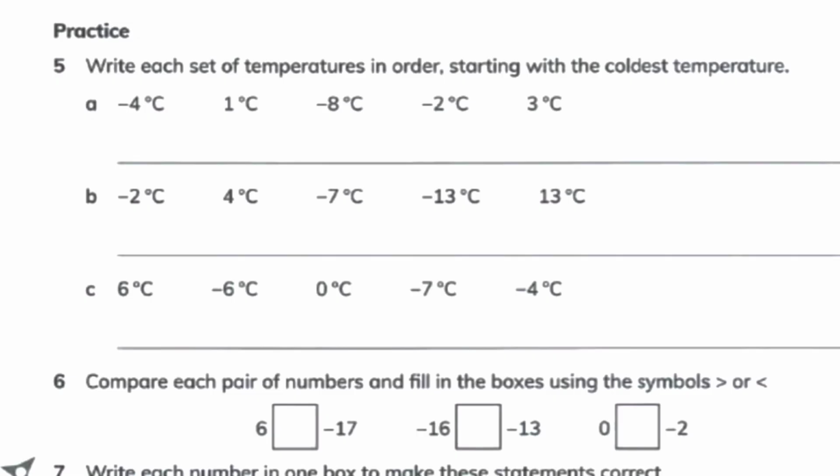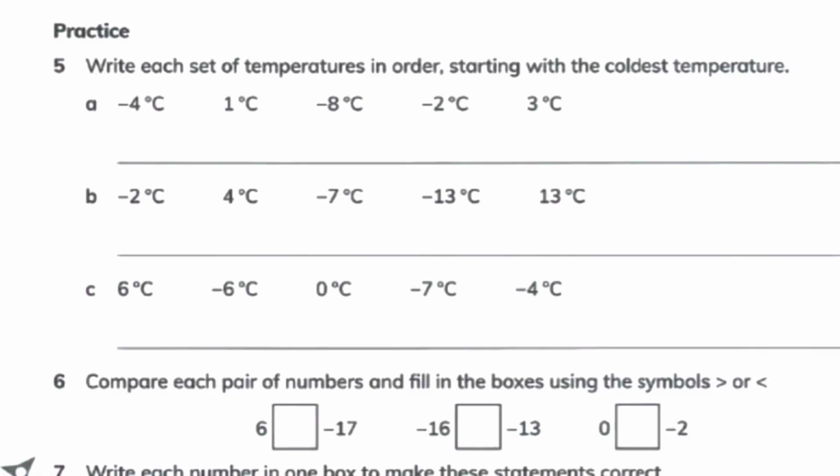Part 5 is practice and we have done it multiple times in this video. And I don't think it requires any further explanation. So let's move on to part 6. Part 6 is also about comparing numbers. Here you can see two numbers, 6 and 17, 6 and -17.